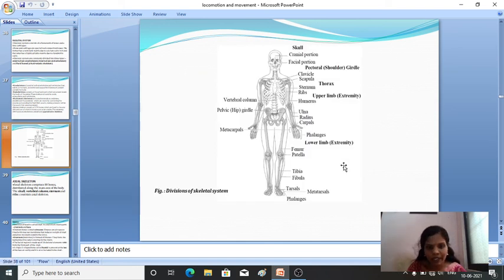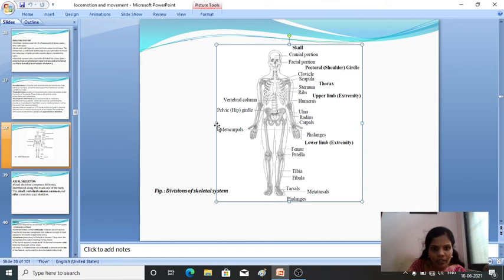So this is the complete division of the human skeletal system. You can have a glance at the human skeletal system. So the human skeletal system is divided into, first region, the skull. Then pectoral girdle, or the shoulder girdle, then upper limbs, then lower limbs, pelvic region, this is the pelvic region. Then here you can see the vertebral column.